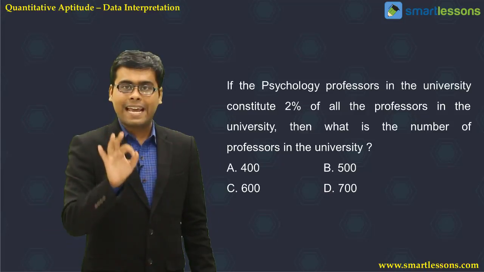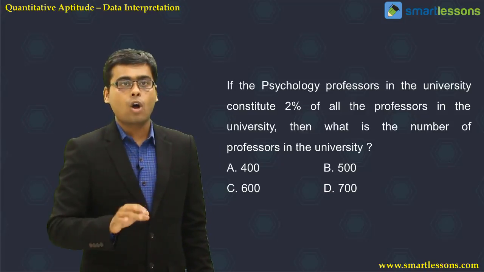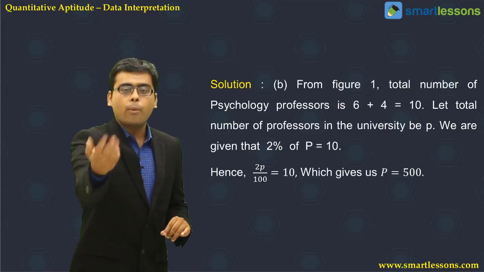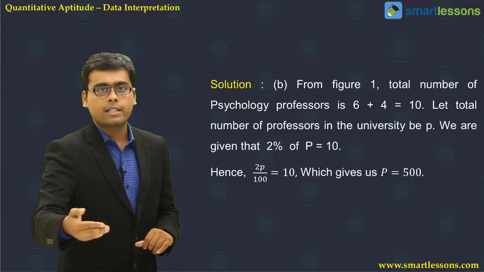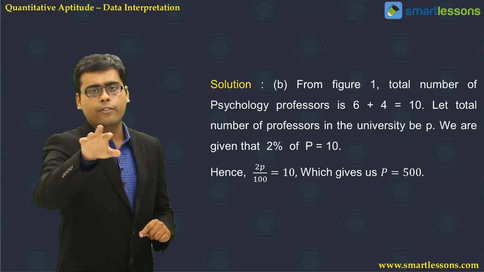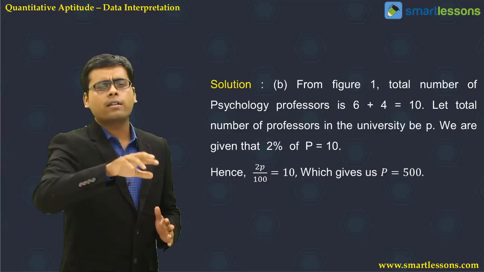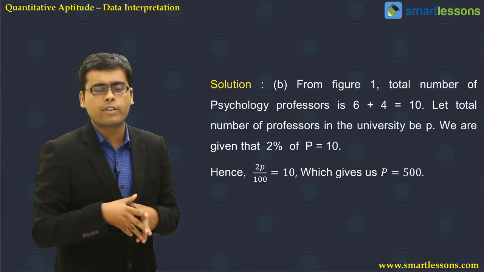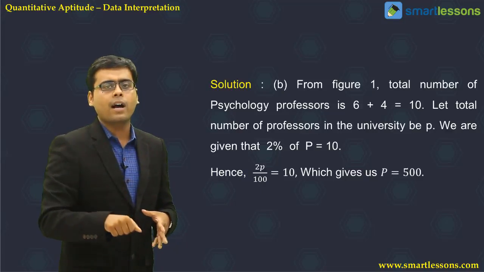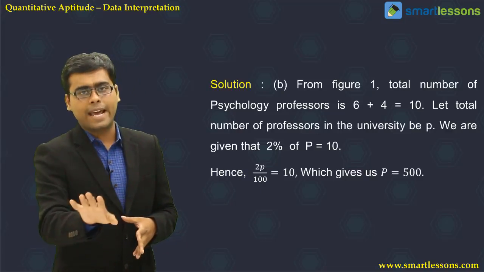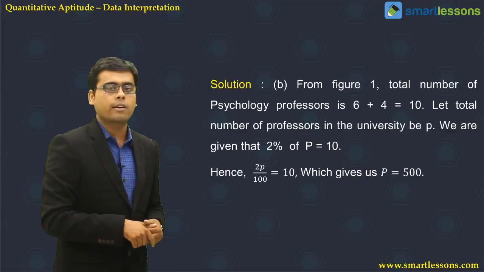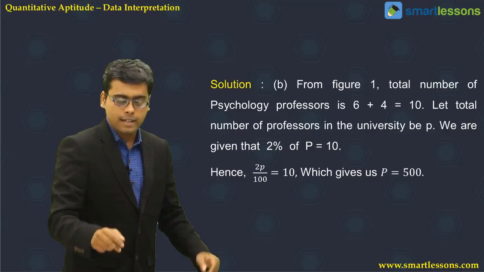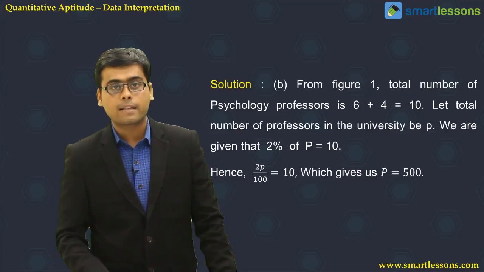Now that means 10 is basically 2% of the total number of professors in the university. So how many professors are there in the university? That is very easy. If you consider P as the total number of professors in that university, then 2 into P by 100 must be equal to 10. If you simplify, you will get P equal to 500. So it means there are 500 professors in that university. So option B is the right option.